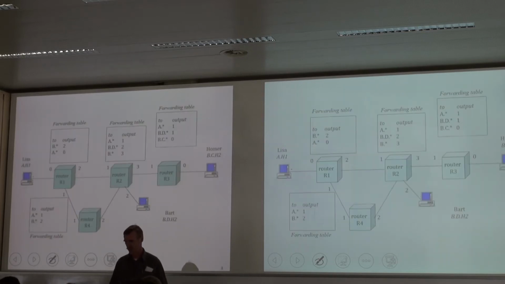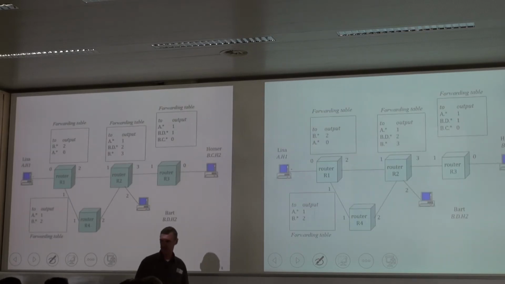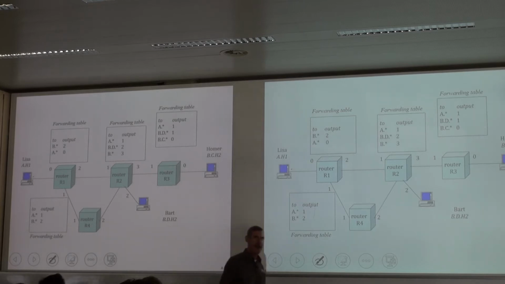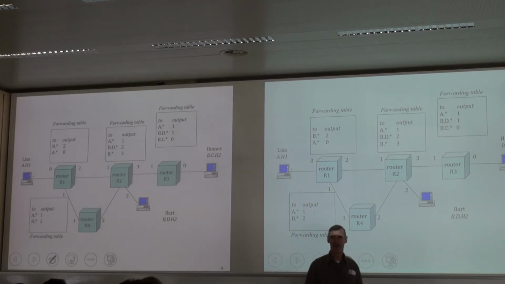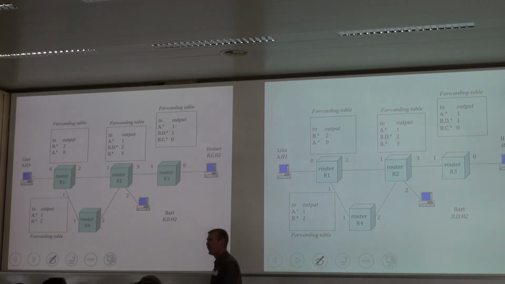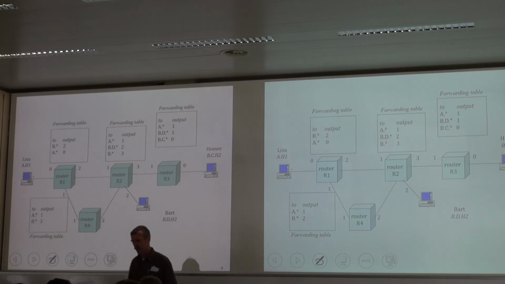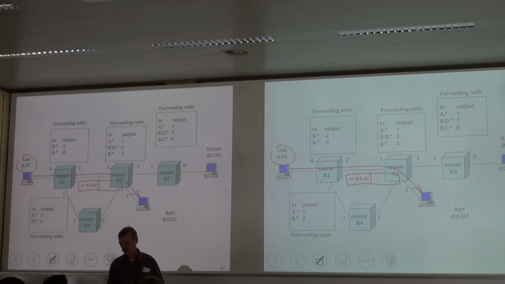What does that mean? I'm illustrating this on this figure. This figure is showing very abstract views of IP addresses with things like A.B.H. Of course, you're familiar with them. They are more likely to seem like 128 dot something, but let's simplify things by having those namings. Assuming Lisa has an address A.H1 and wants to send a packet to Bart that has address B.D.H2.